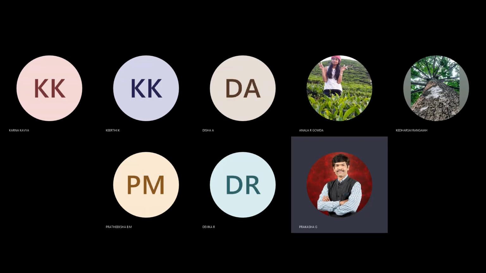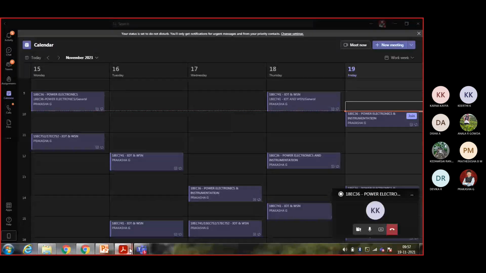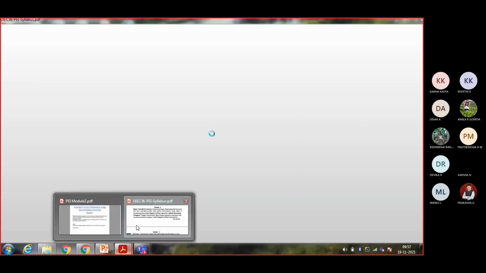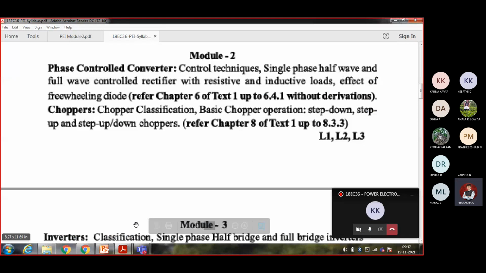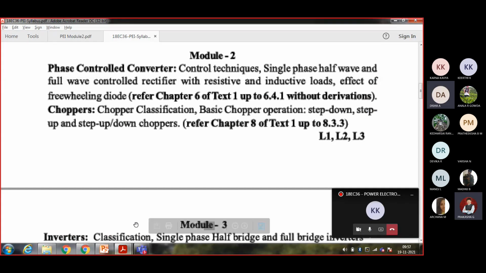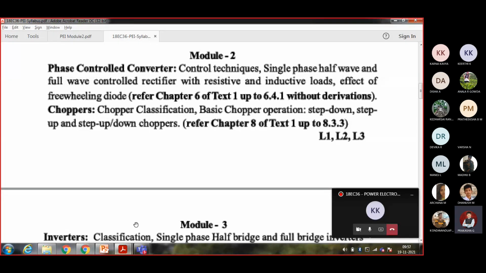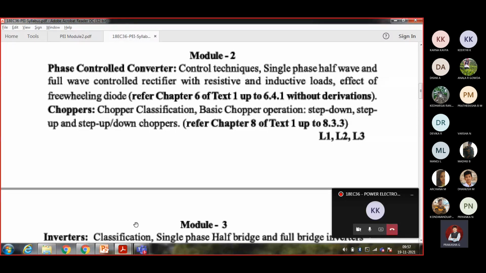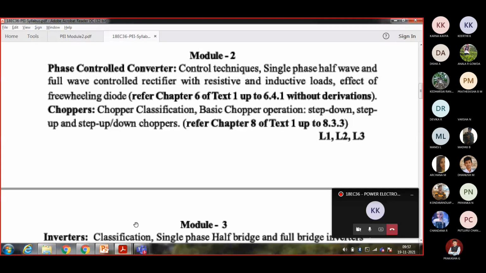Is the screen visible? I want someone to acknowledge. Is the screen visible? Yes, sir. Fine. So some audio issue is there. Is my audio okay? Yes, sir, my audio is okay. Okay, just one second. Some other issues.